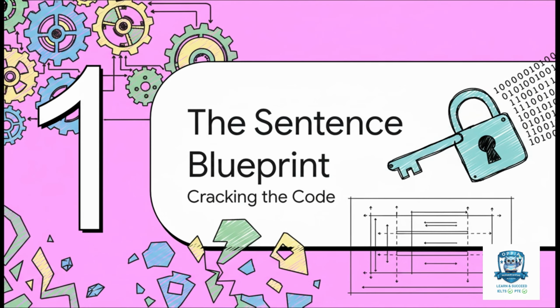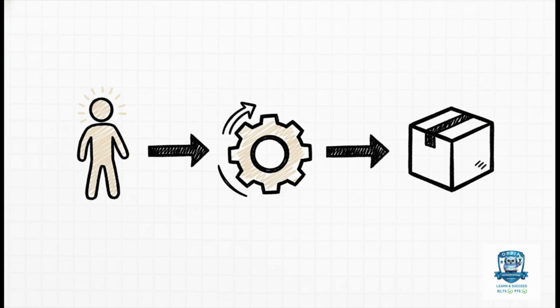Okay, let's start with the big one. The blueprint, this is it. The fundamental structure, the absolute backbone of clear communication in English. And here it is. So simple, right? Subject plus verb plus object. Think of this little formula as the DNA of a clear English sentence. It answers the most basic question, who did what to whom. Everything else we're going to talk about today builds right on top of this powerful, simple foundation.